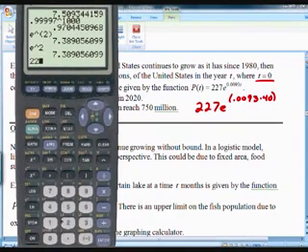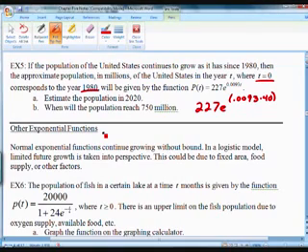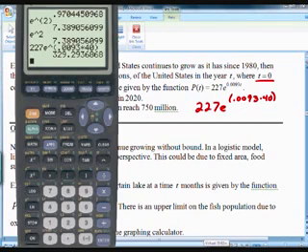So you're going to do 227, and since I'm going to raise e to a power, I'm going to use this e, 0.0093 times 40, enter. So 329, is that in millions? Let's see, yeah. So that many million. 329.29 million in the United States.